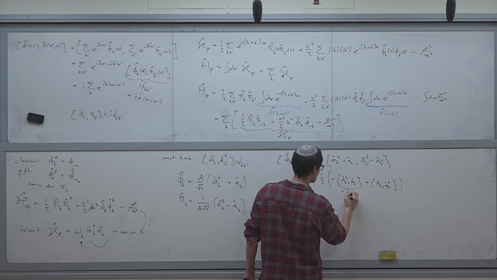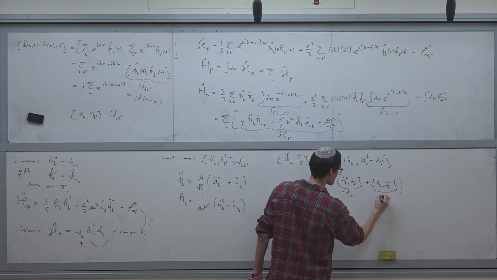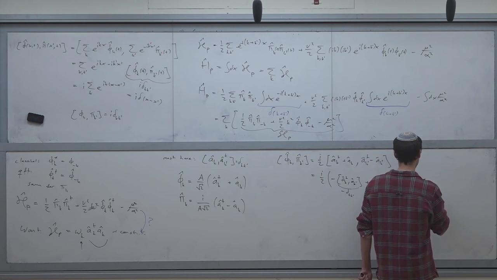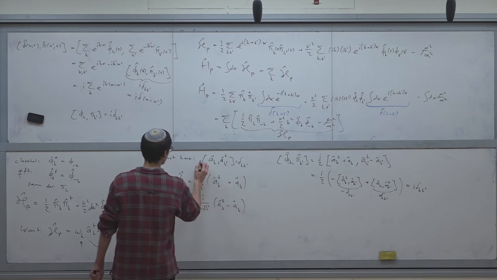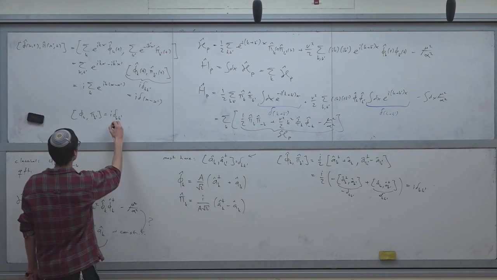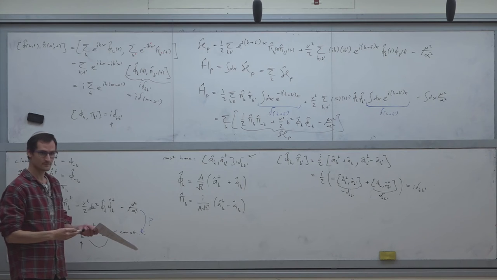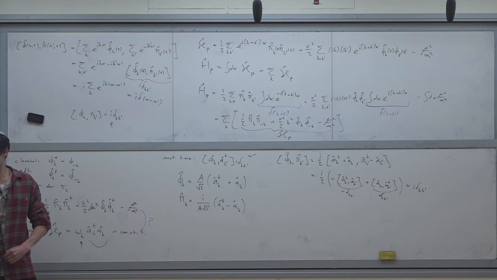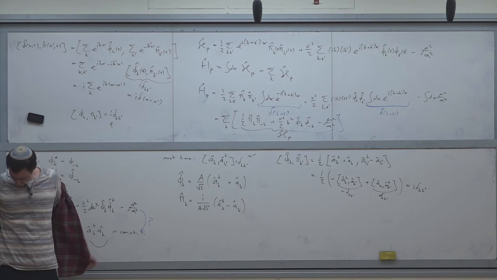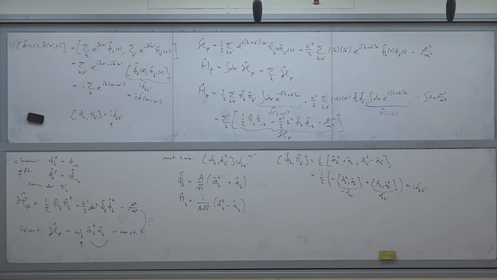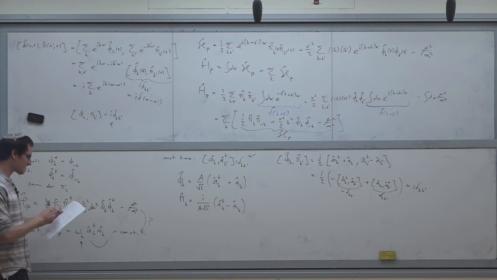This is equal to minus delta kk prime, this is equal to delta kk prime, and in total you get i delta kk prime. So again, I've assumed this commutator to prove that this is satisfied. So this transformation is a legal transformation. Okay? Next step. Okay, so we've proven that this works.